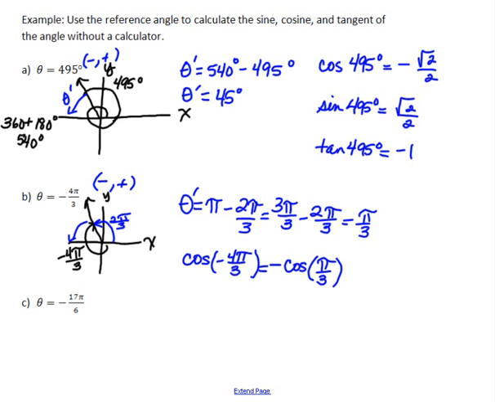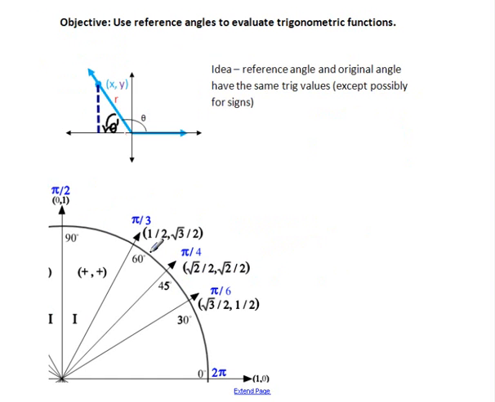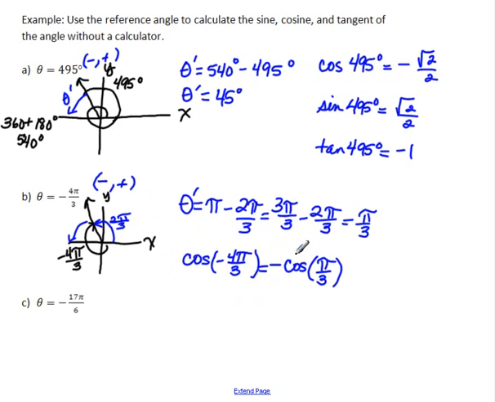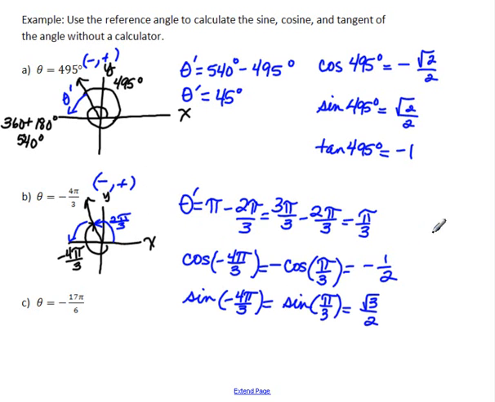If you need to, go back to your unit circle. Pi over 3 has a cosine of 1/2. So that means the cosine of negative 4 pi over 3 is going to be negative 1/2. What about the sine of negative 4 pi over 3? The sine is positive, so it's going to be the same as the sine of pi over 3, which would be positive square root of 3 over 2. And then the tangent of negative 4 pi over 3 is sine over cosine, so that would be negative square root of 3.